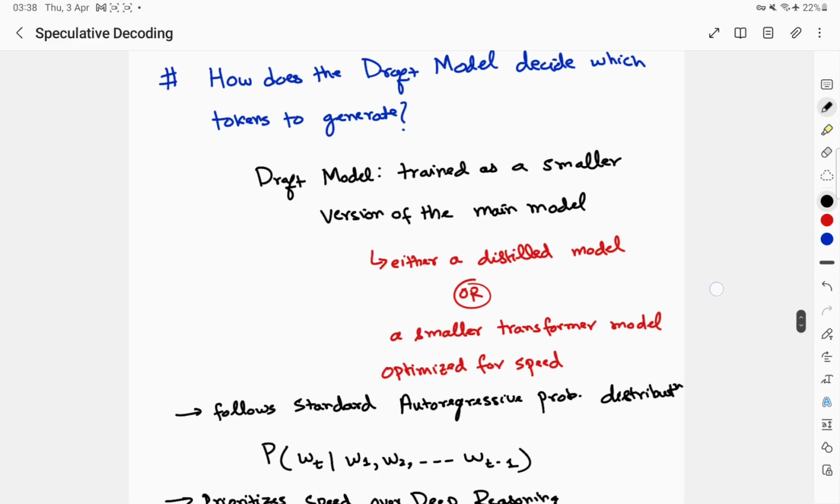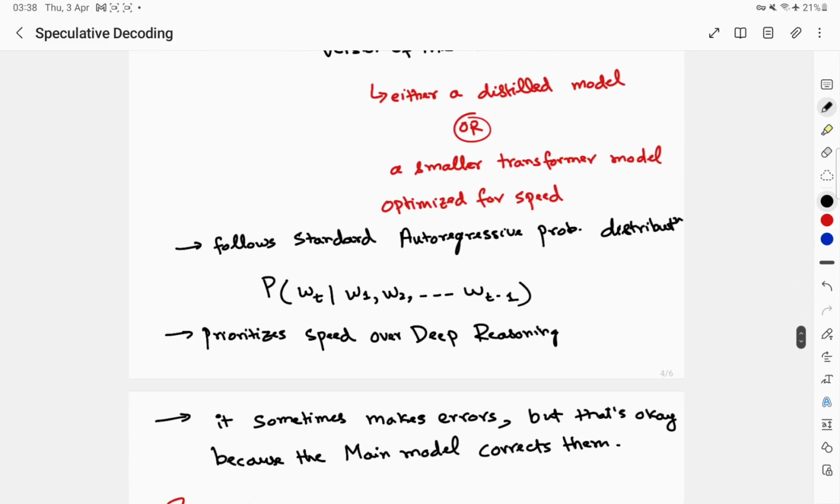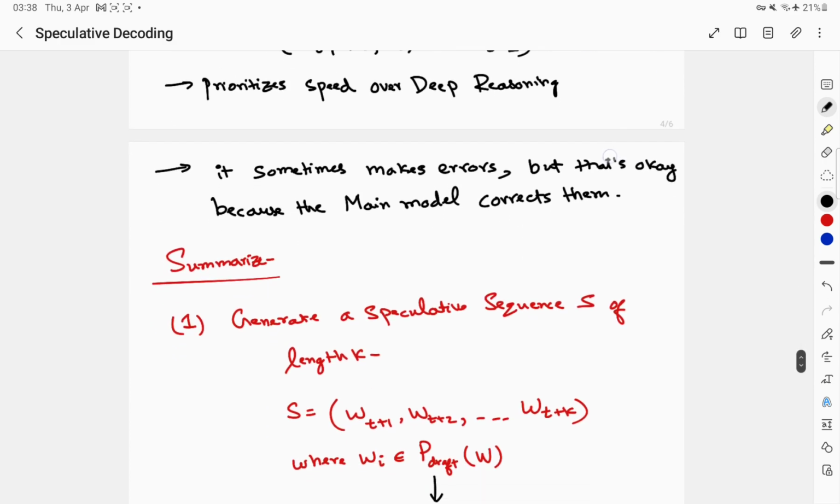The draft model generates the tokens following the standard autoregressive probability distribution. It tries to model the probability of a token or a word appearing at time t given all the previous tokens prior to that, and that's what this says. And it tries to prioritize speed over deep reasoning. So what it tries to do is approximate the best tokens possible given an input prompt. Sometimes it might make errors, like we said, because it is trying to approximate, but that's okay because the main model can correct those errors by looking at the tokens that it generates.